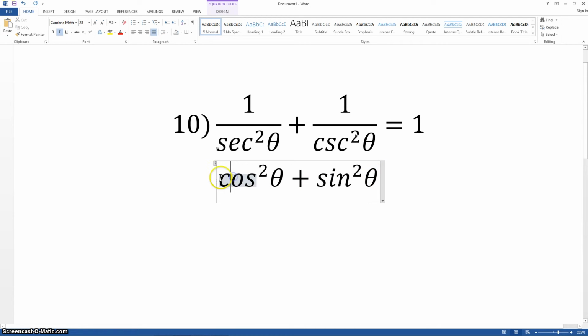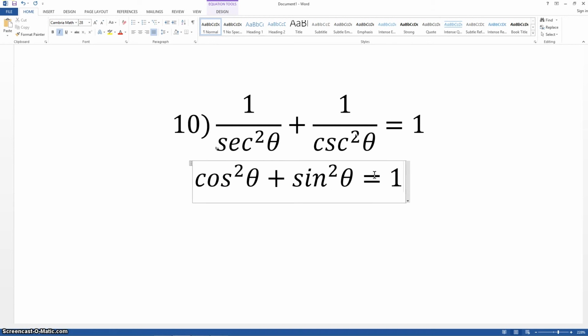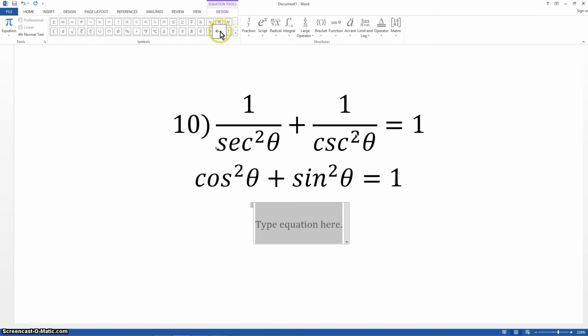So no matter if the sine squared was here first or the cosine squared of theta was here first, it's still going to equal 1 because it's an identity. Now, is this the same thing we were supposed to get? Yes, it is. So let's go ahead and finish it. So therefore, 1 equals 1.